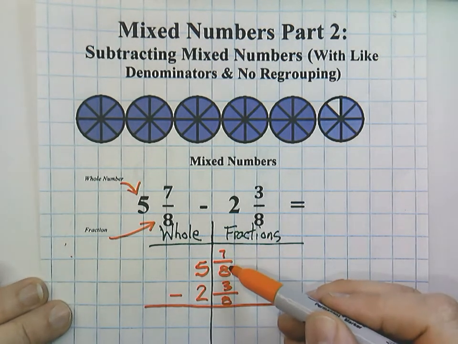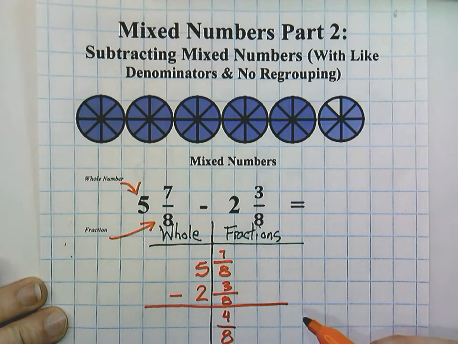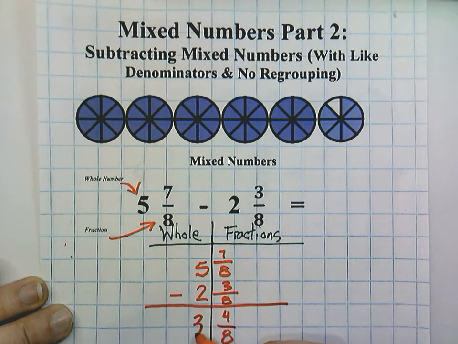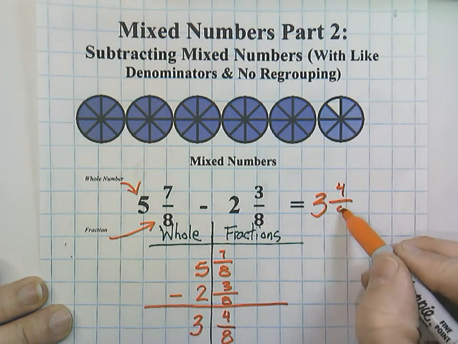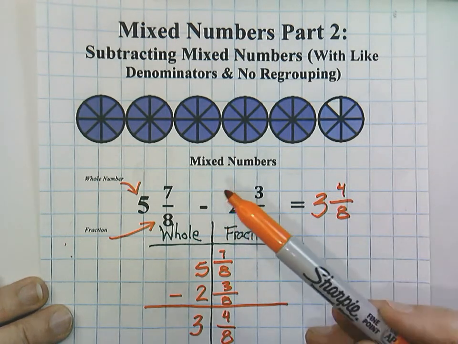So 7/8 minus 3/8 would be 4/8, and then 5 minus 2 would be 3. So our answer would be 3 and 4/8. We could show that on the model up here.